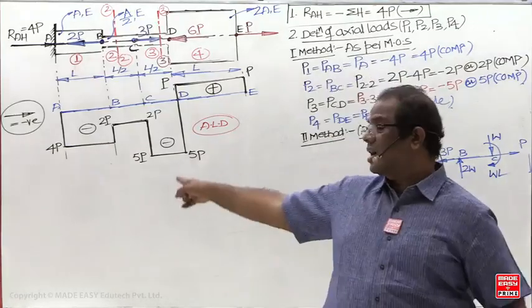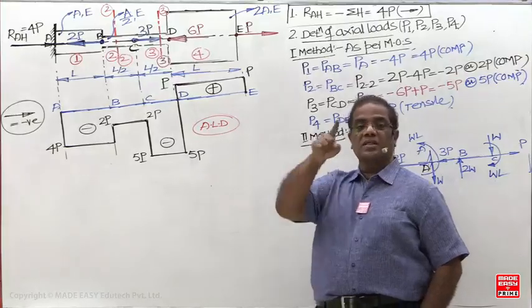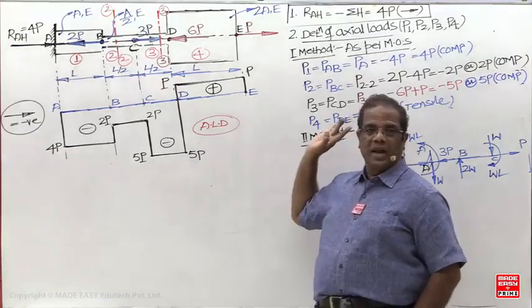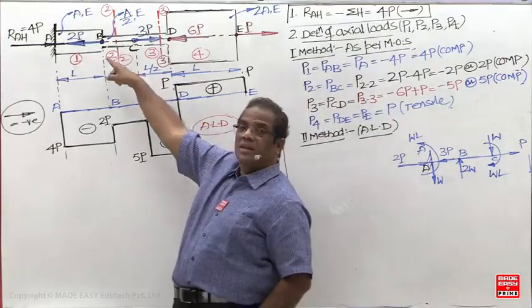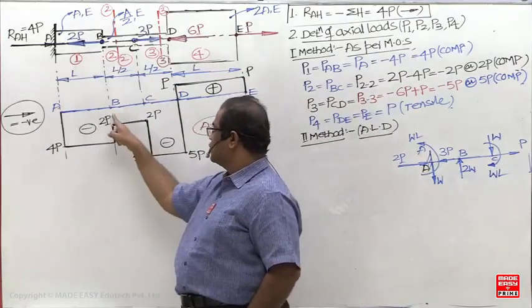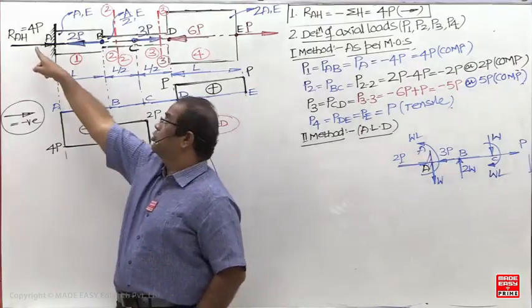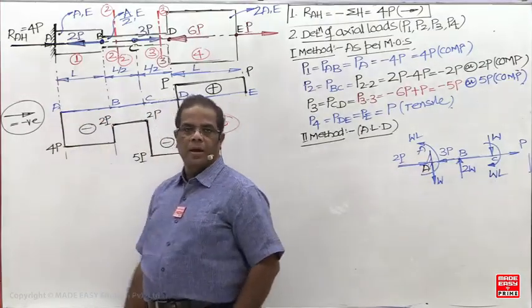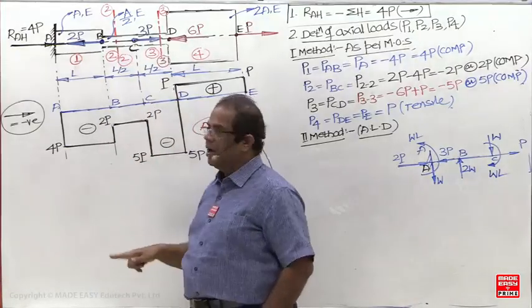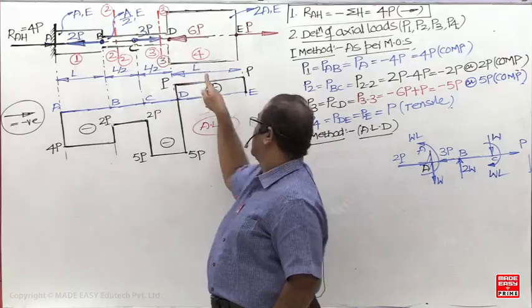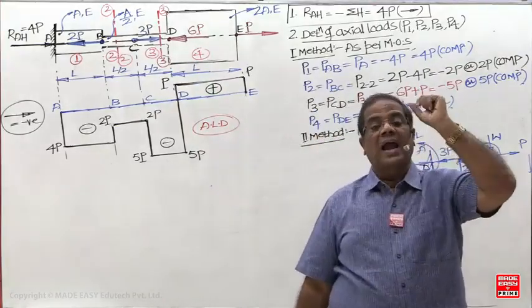Now, how to cross check whether your ALD is correct or incorrect? After drawing, the first cross check is that it should be closed at both the ends. The next cross check is the number of vertical lines. How many axial loads are there now? 5. So 5 vertical lines: 1, 2, 3, 4, 5. And this height should be equal to 4P, this height 2P, this height 3P, and this height 6P. So the height is equal to the magnitude of the applied axial load.